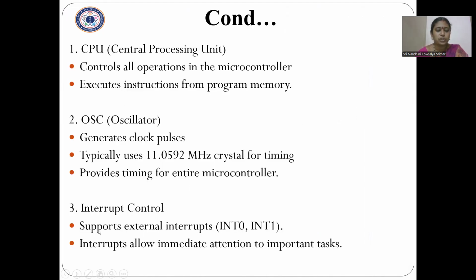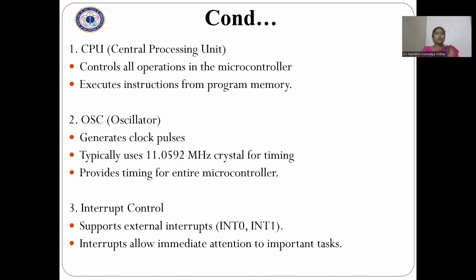First one, CPU. CPU is the Central Processing Unit. It controls all operations in the microcontroller. It executes instructions from program memory. Next one, oscillator. The oscillator is used to generate clock pulses. It typically uses an 11.0592 MHz crystal for timing. It provides timing for the entire microcontroller.